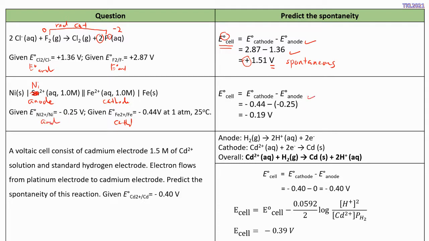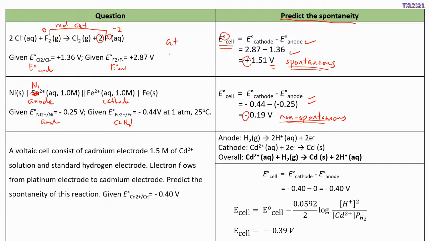Okay, again we substitute, and this time we've got negative. Negative means it is non-spontaneous. So the negative sign is compulsory as well. And then if asked to predict the spontaneity, you must write down the word spontaneous or non-spontaneous. Okay, now we go to look at another one.